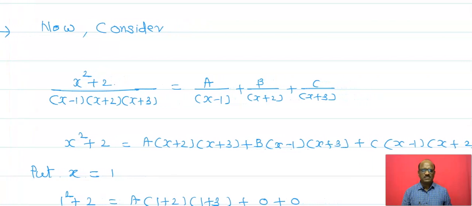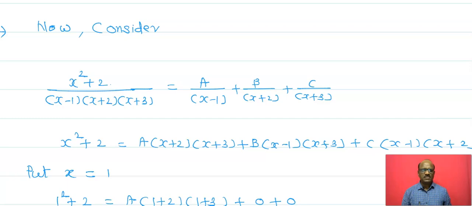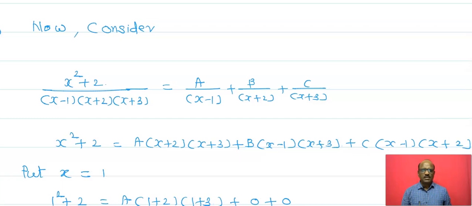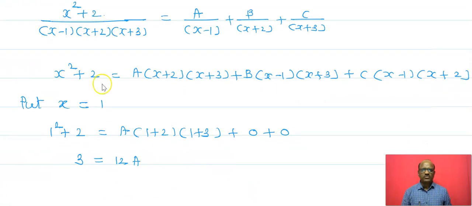See this is the screen. That is x square plus 2. Take the LCM and the cancellations. That is a into x plus 2 into x plus 3. What about the b? b into x minus 1 into x plus 3. What about the c? c into x minus 1 into x plus 2. So we take the LCM, multiply it with those terms, and from both sides we get the same denominator x minus 1 into x plus 2 into x plus 3. From both sides that will get cancelled, and then you will get this type of expression.